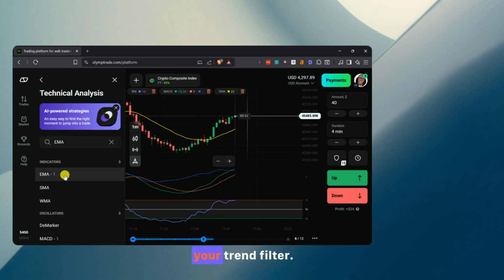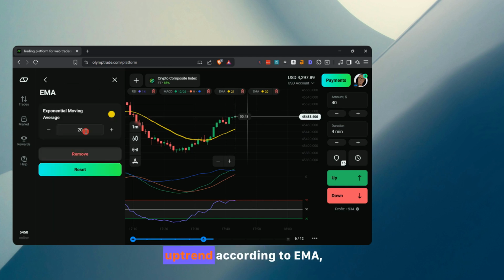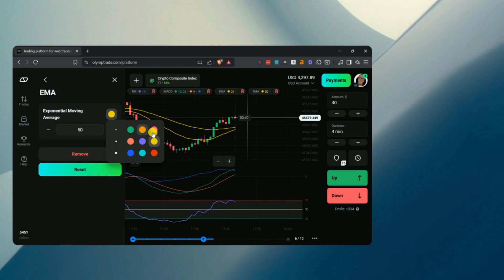But here's where it gets powerful. Use EMA as your trend filter. If we're in an uptrend according to EMA, I only take buy trades when RSI and MACD give bullish signals. If we're in a downtrend, I only take sell trades. This simple filter eliminates about 60% of losing trades. Now let's combine all three into one killer system.